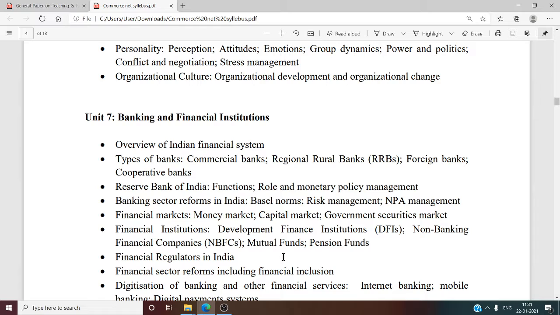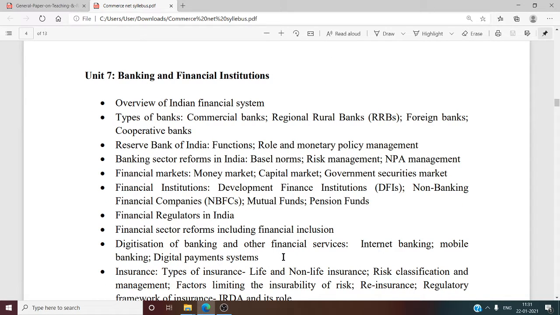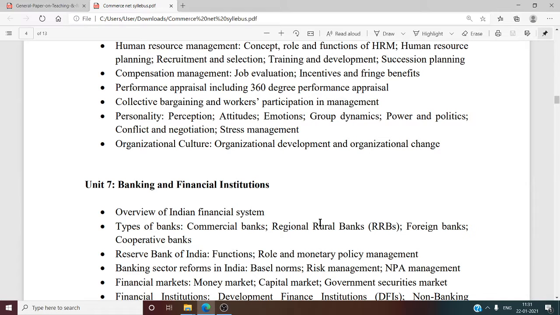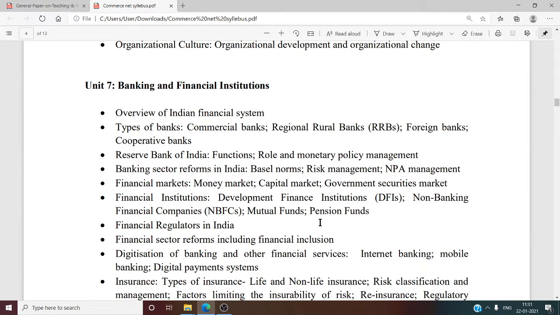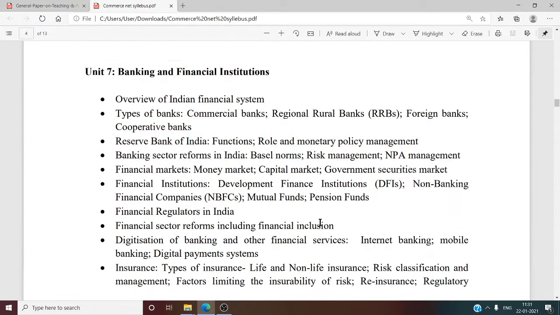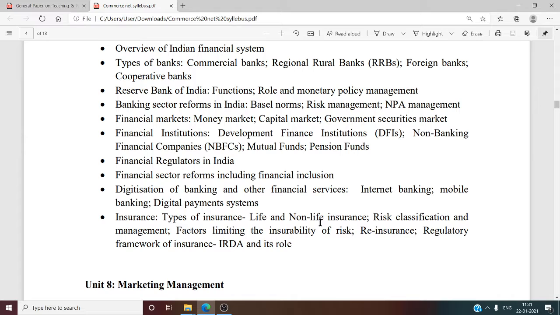After that, unit number 7 is banking and financial institution. Overview of Indian financial system, types of bank, commercial bank, regional rural banks, foreign bank, cooperative bank, Reserve Bank of India, function, role, monetary policy management, banking sector reforms in India, Basel norms, risk management, non-performing asset management, NPA management, financial market, money market, capital market, government security market, financial institution, development and financial institution, non-banking financial companies, mutual fund, pension fund, financial regulators in India, financial sector reforms including financial inclusions, digitalization of banking and other financial services, internet banking, mobile banking, digital payment system, insurance. Insurance, this topic is now recently added.